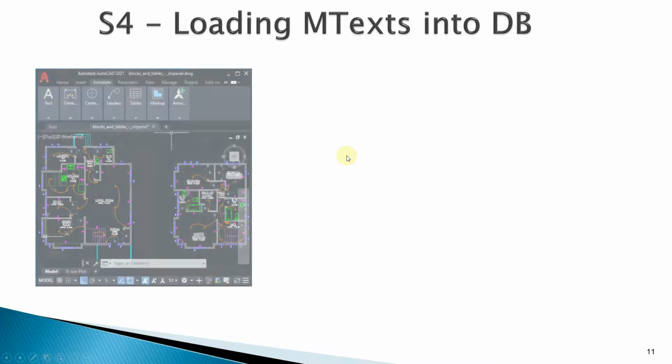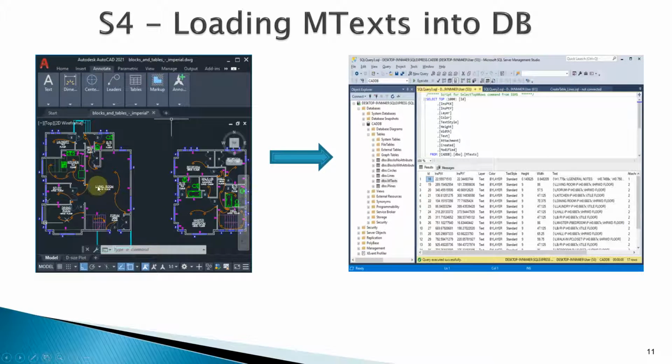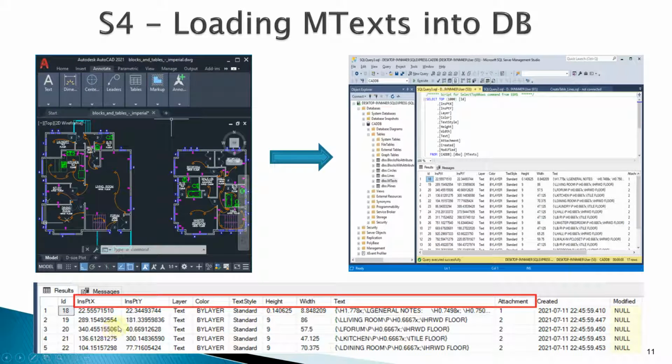So let me just walk you through the process again. From our AutoCAD drawing, all of these Mtext that we have here, like living room, laundry, master bedroom, we will extract most of the properties that we need into our Mtext table. So the properties will be as follows: the insertion point X and Y coordinates, layer, color, text style, height, width, text attachment, and of course the created date when we inserted the records.